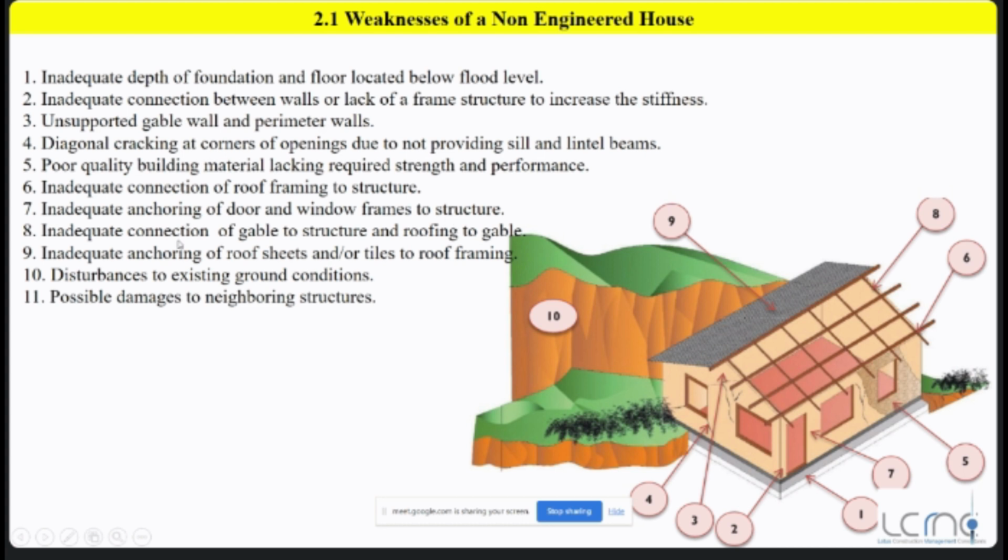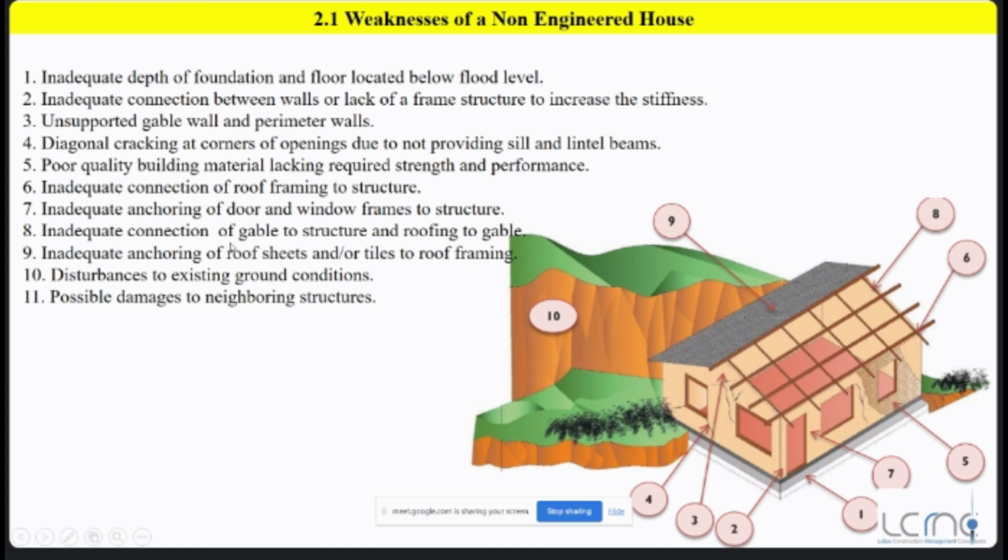Definitely you need to have proper anchoring details for the roof structure. And also number 7, inadequate anchoring of door and window frames to the structure. So definitely you need to have a proper anchoring system to the structure. That is why we fix door frames using these anchors. Okay, not only using hole fasteners, we are using anchors to fix to the structure. Okay, that is that.